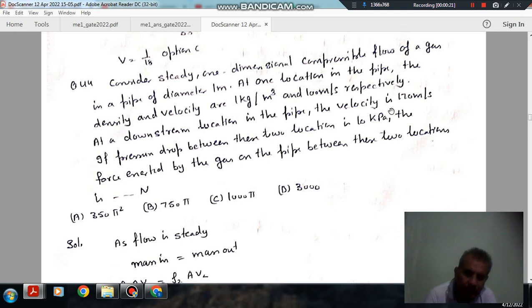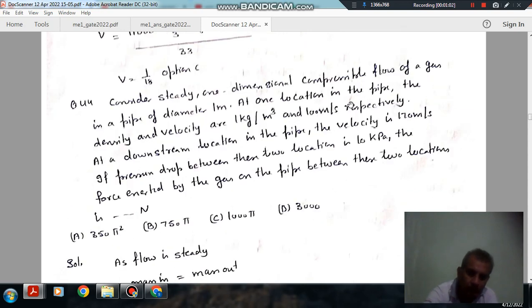At one location in the pipe, the density and velocity are 1 kilogram per meter cube and 100 meter per second respectively. At a downstream location in the pipe, the velocity is 170 meter per second. If the pressure drop between these two locations is 10 kPa, the force exerted by the gas on the pipe between these two locations is dash Newton. Option A 350 pi square, option B 750 pi, option C 1000 pi, option D 3000.